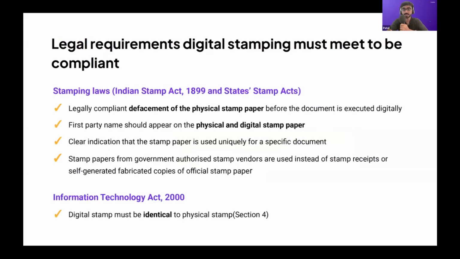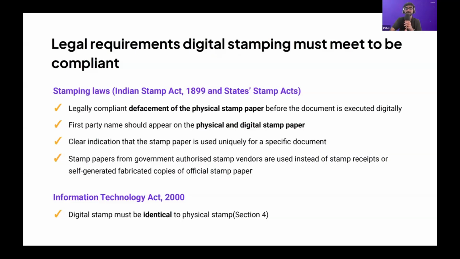There are 5 legal requirements under Indian law for a compliant digital stamping process, right? One, there must be legally compliant defacement of the stamp paper before it is digitized. Two, the first party name should appear on the stamp paper. Three, there should be a clear indication of the stamp being used for a specific document. And by this, I don't mean simply that, oh, this stamp is used for loan agreements. There must be a specific connection that this stamp paper, like here, is used for this specific loan agreement and no other loan agreement, right?